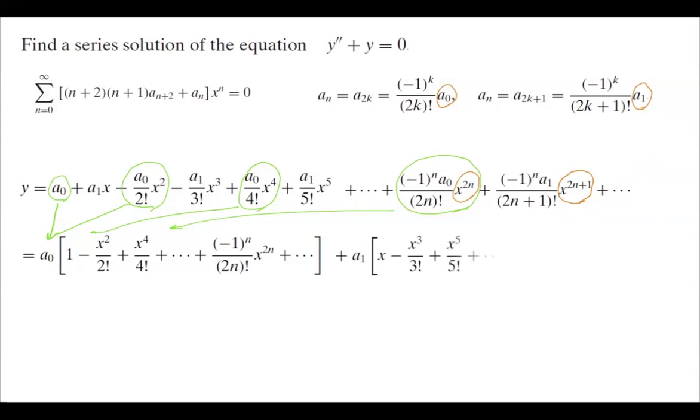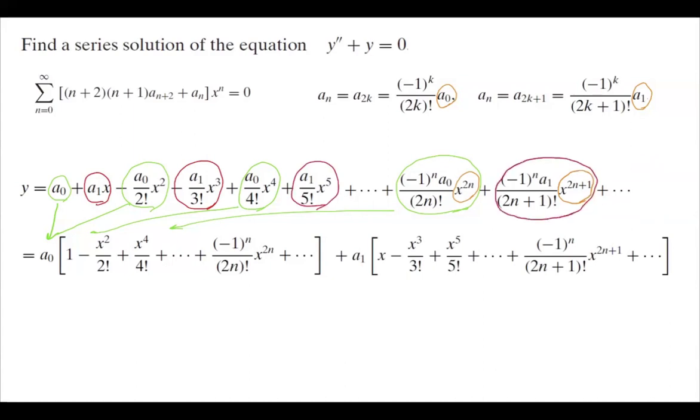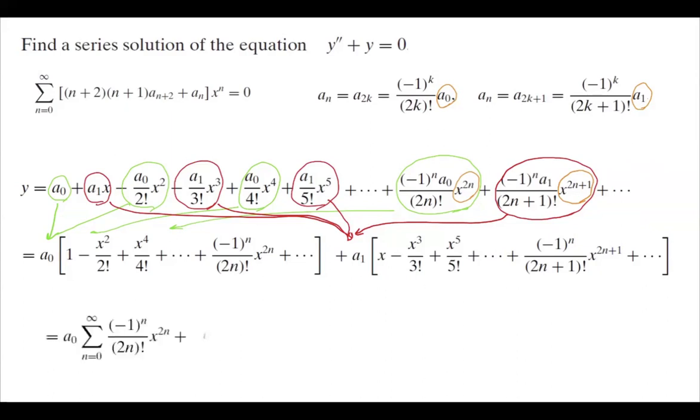And as you can see, here you have a sub 1 x minus a sub 1 divided by 3 factorial x cubed and so on. So if you just factor out a sub 1, you can write down the second power series as a sub 1 times x minus x cubed divided by 3 factorial plus x to the 5th divided by 5 factorial and so on. So we found the power series solution for this differential equation. We can also write this in more compact form.